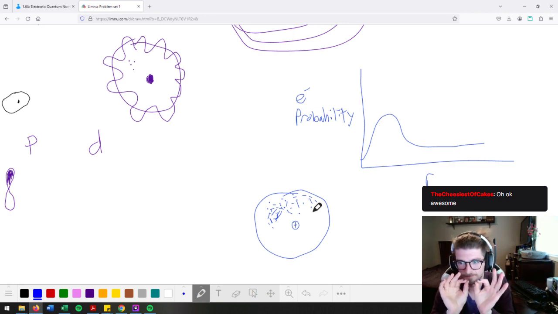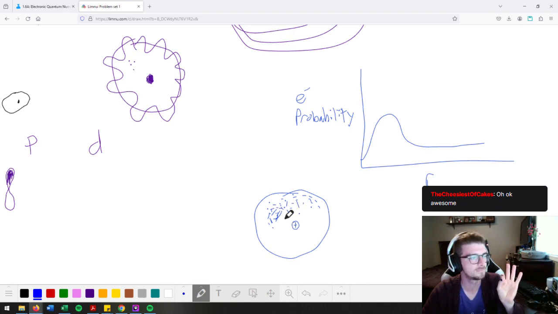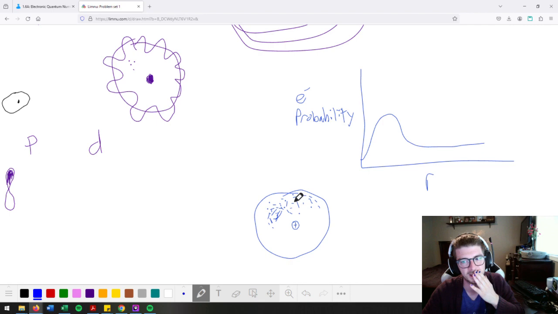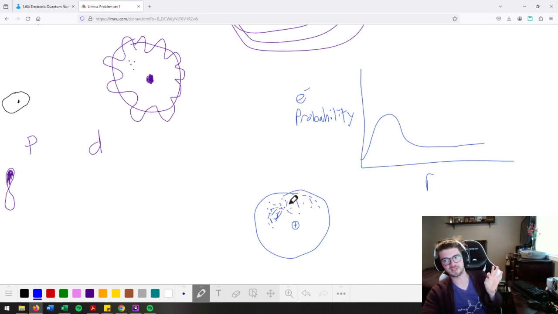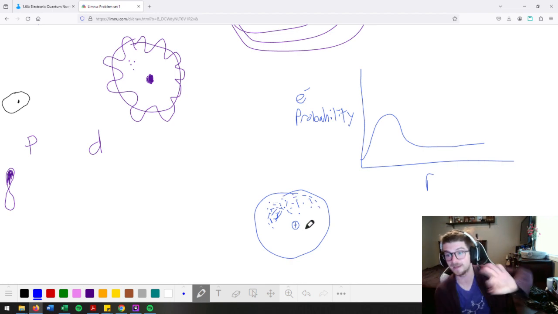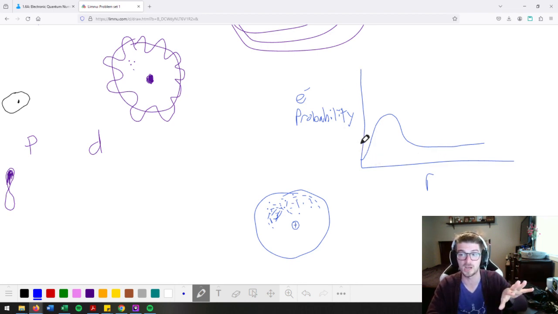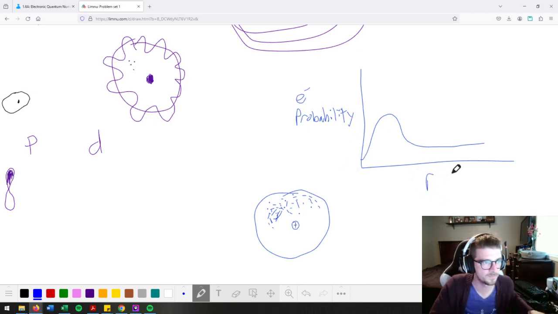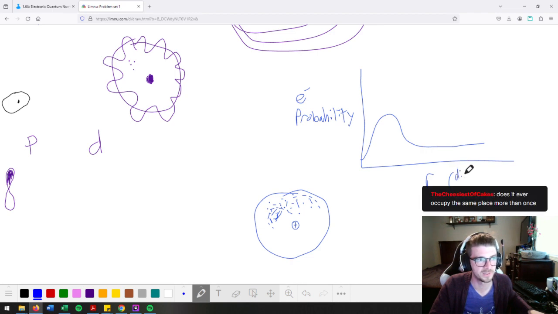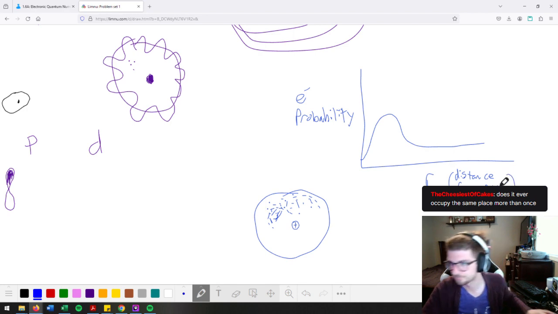So it's like the electron could be here or here or here or here, or any of an effectively infinite gradient of positions around the nucleus. And so that's what's being described by this probability density. So the R is the distance from the nucleus. Okay. Does it ever occupy the same place more than once?